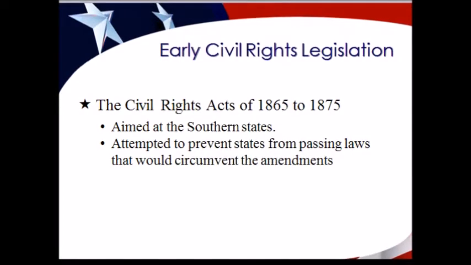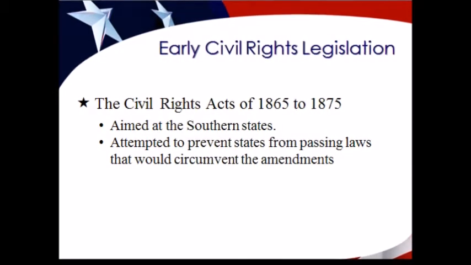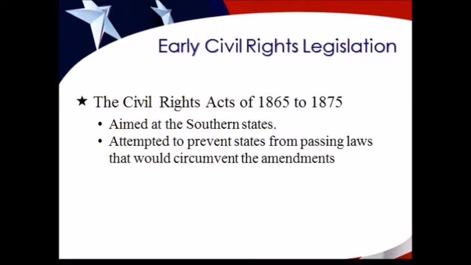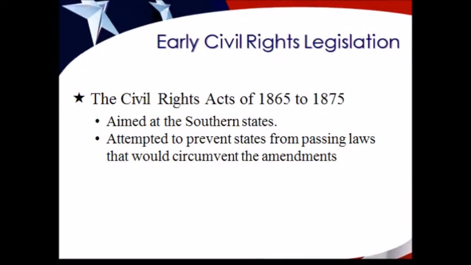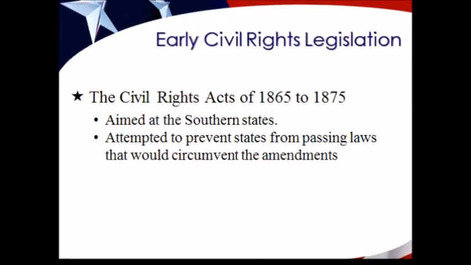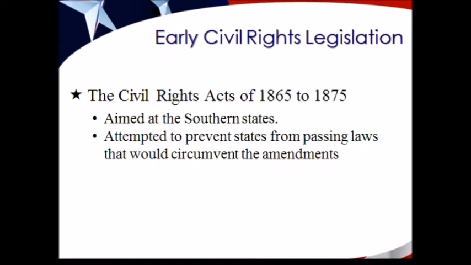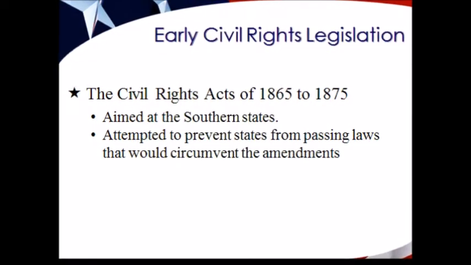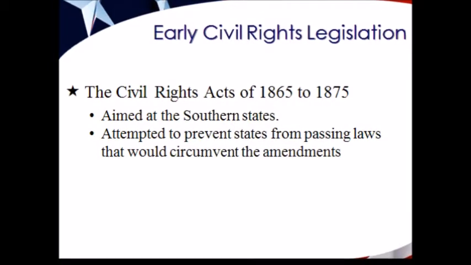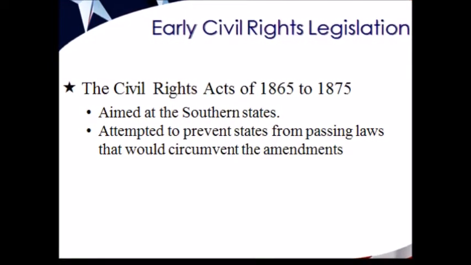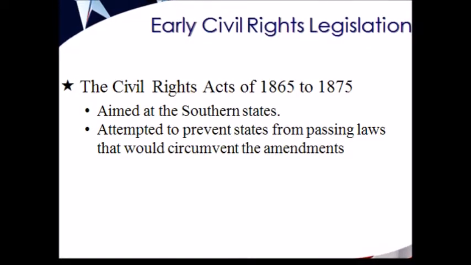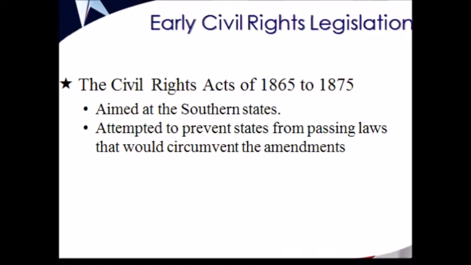Early civil rights legislation. The Civil Rights Act of 1865 to 1875. After passing the Civil War amendments, Congress enacted the Civil Rights Acts of 1865 to 1875, which were aimed at southern states. These laws attempted to prevent the states from passing laws that would circumvent the amendments, the 13th, the 14th, and the 15th Amendment.